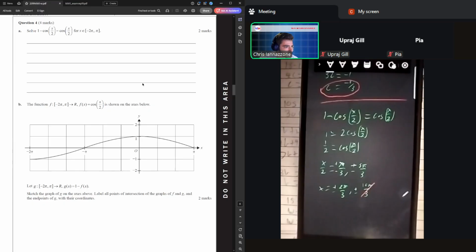Cool. Part B, you'll notice, is a quite similar circular function over the same domain. G is going to be written in terms of f, 1 minus f. Sketch the graph of G. Yeah, that's pretty much it.